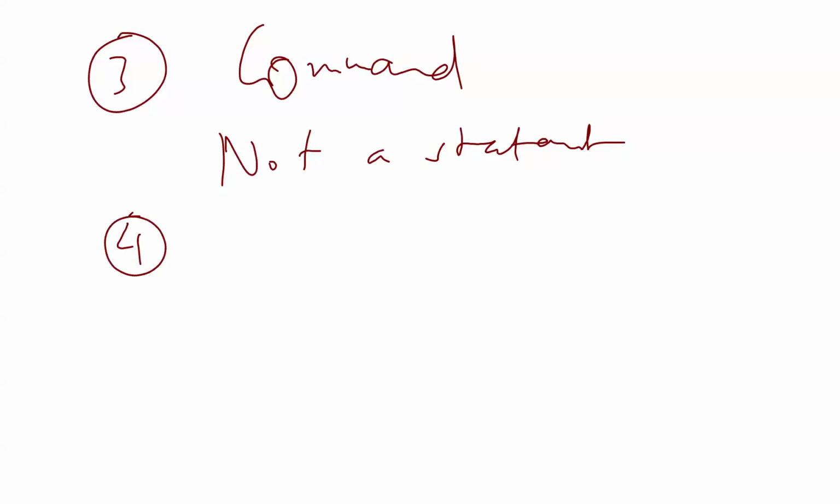Fourth one. Z is a positive number. Now we don't know anything about Z over here. So we cannot really tell if it is true or false. So it's an open sentence.